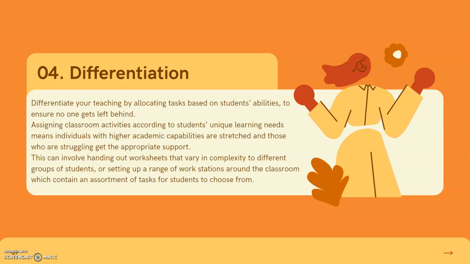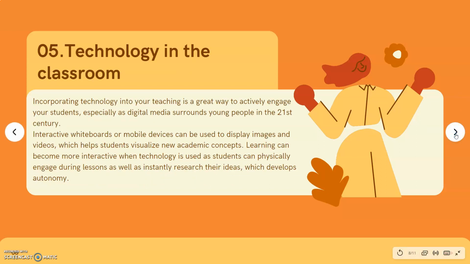Why? Because learning is individual, and you have to be sure that the activities are suitable for them, and this can involve differentiated worksheets and work in the classroom, so they can choose the correct activity. Number 5, technology in the classroom.